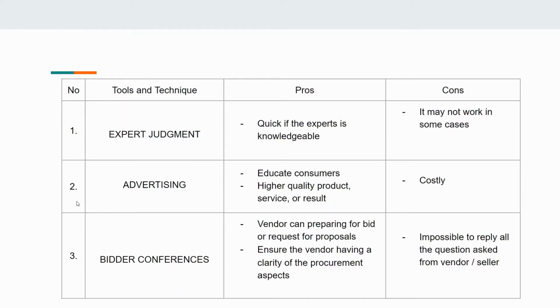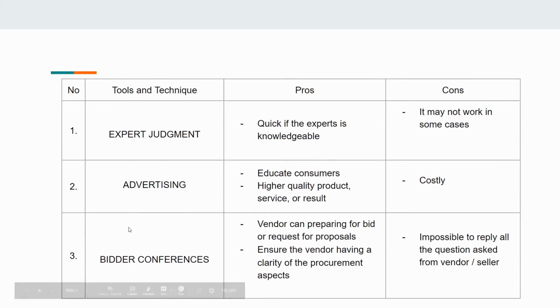Next is advertising. The pro is that you educate consumers. The consumers will have good knowledge about the product, and you get a higher quality product, service, or result because it involves the consumers. But the drawback, or the con, is that it is costly, because advertising in mainstream media will be very costly.